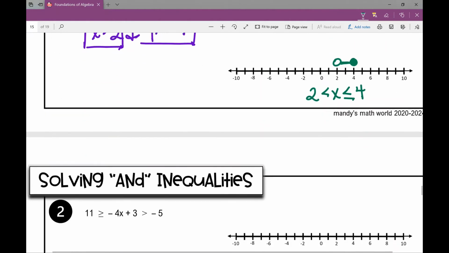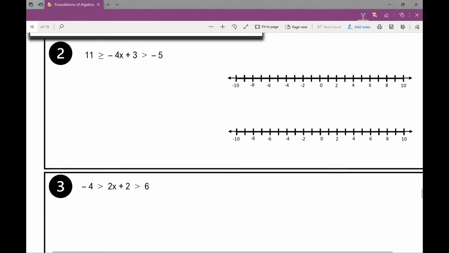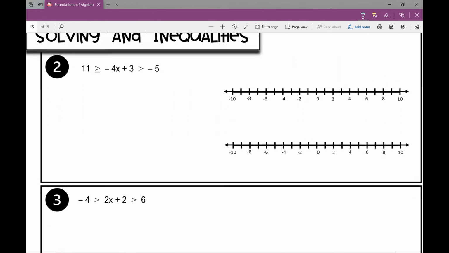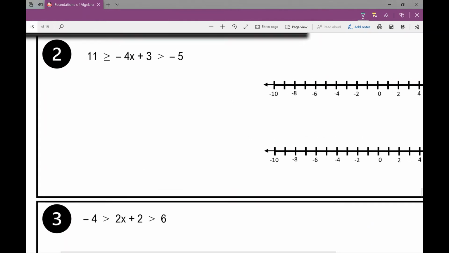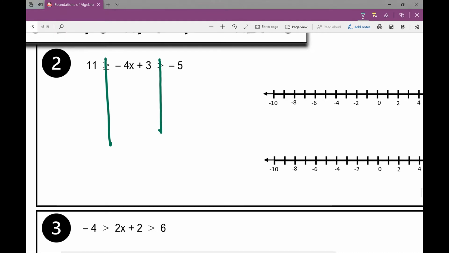So let's move on to number 2. This is another type that you'll see. A lot of times you'll see the and inequalities written like this, where your variable is in the middle, and you've got your inequality symbol right here and right here. The goal is to get x all by itself on the inside of those two inequality symbols.